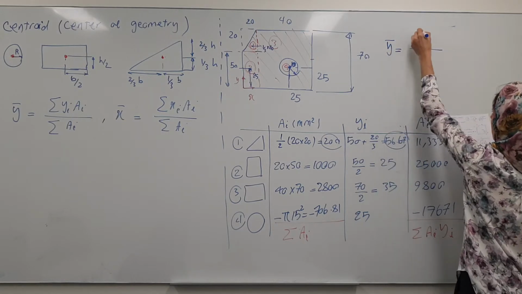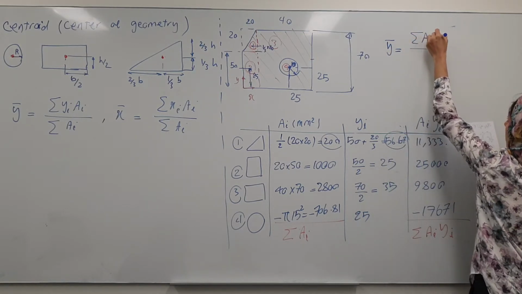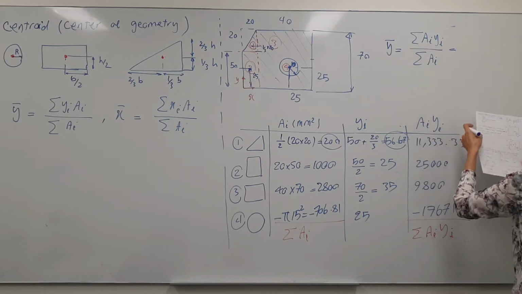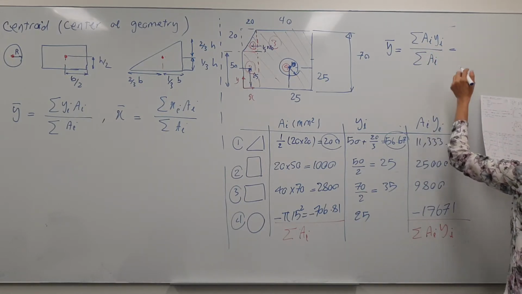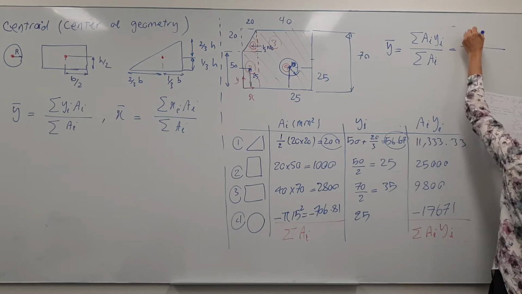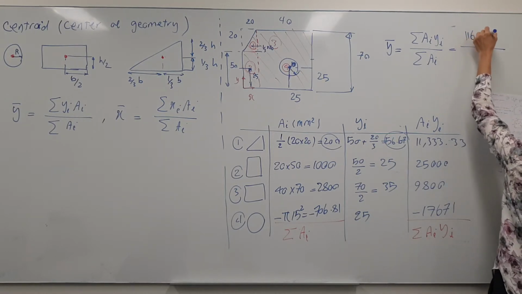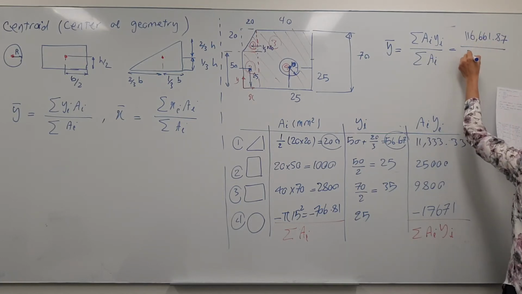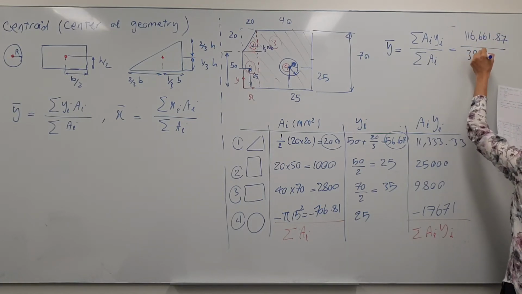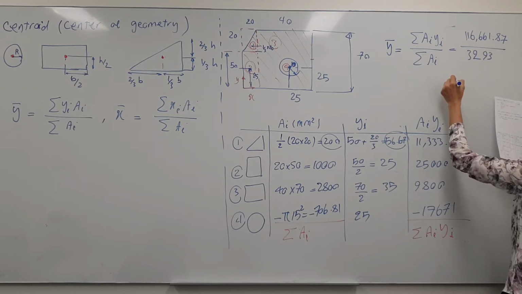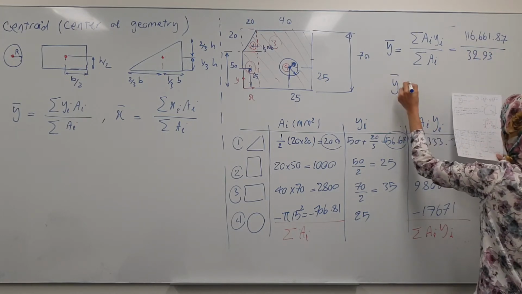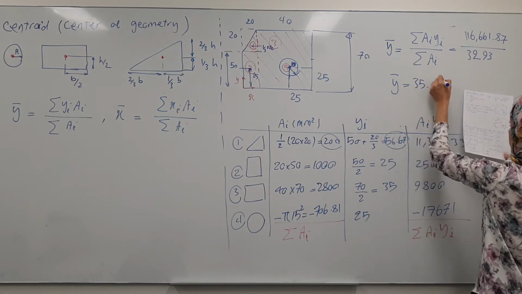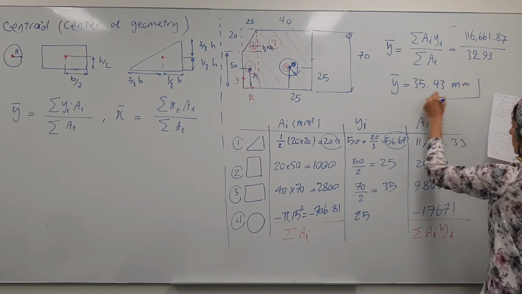Y bar is the sigma ai yi divided by sigma ai, and it will be divided by 3293, and Y bar is equal to 35.43 millimeters.